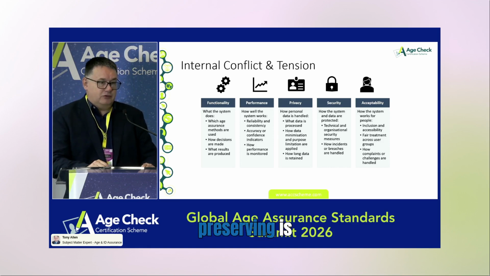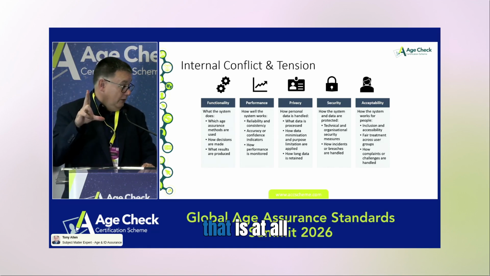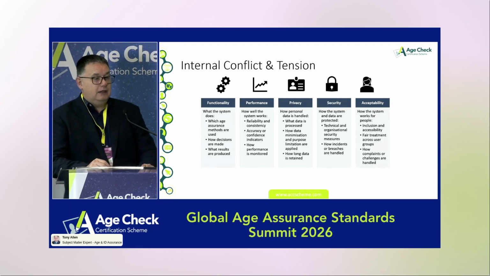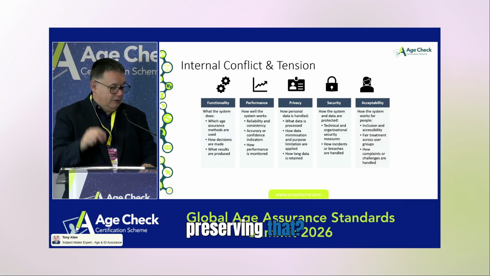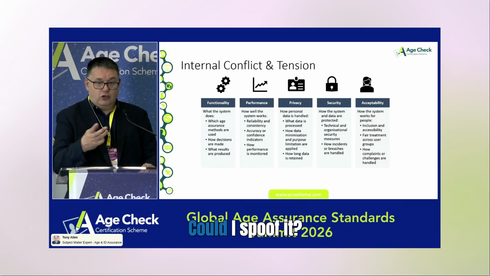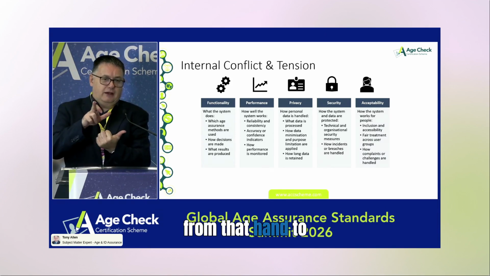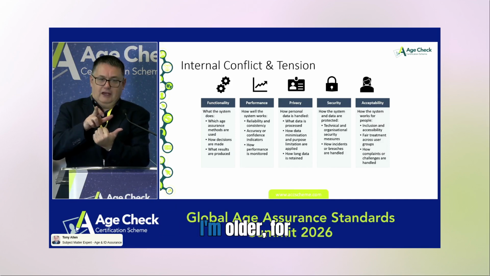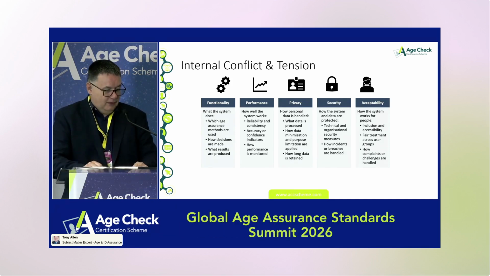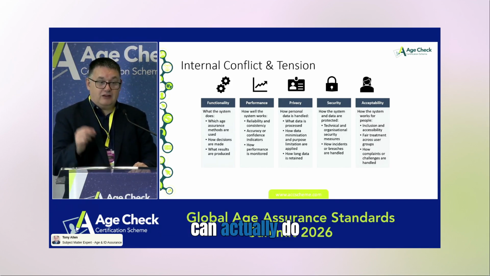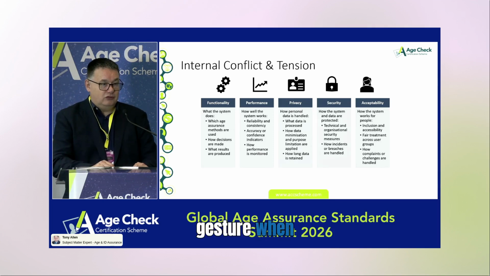How privacy preserving is it? Well, can't really tell who that is at all from just the 2 fingers touching a screen. So how are you preserving that information? How secure is it? Could I spoof it? Could I use a thumb from this hand and a finger from that hand to make me look like I'm older, for instance? And is it acceptable? Are people going to be able to use it? How many people can actually do the pinch gesture when they're navigating their Apple device or their phone?